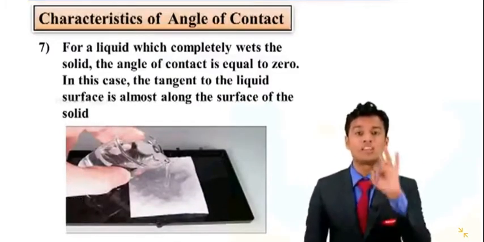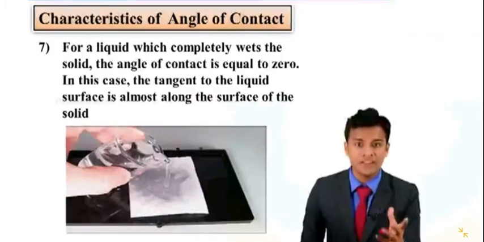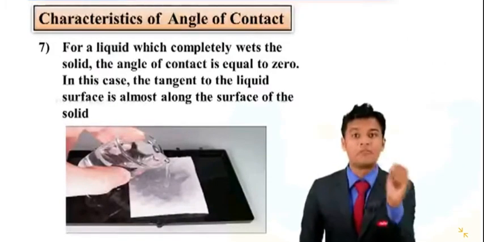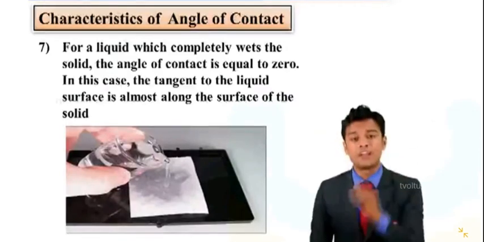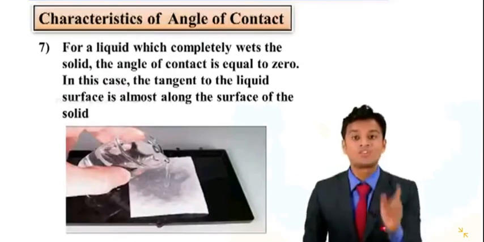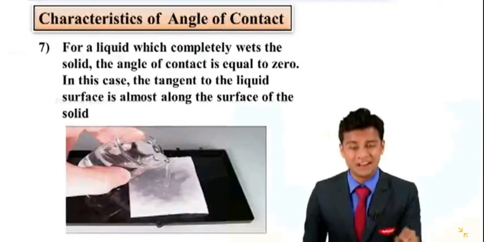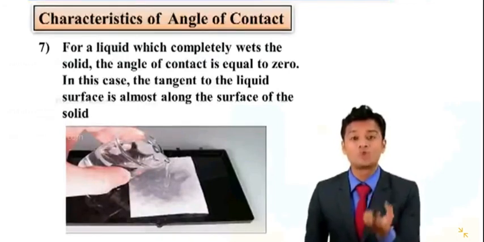So we need to remember a total of 3 cases. First, if the angle is between 0 to 90, it will partially wet and the shape of the liquid will be flat. If it is between 90 to 180, it will not wet and the shape will be spherical. And if the angle of contact is 0, it will completely wet because the solid will absorb the liquid into it.